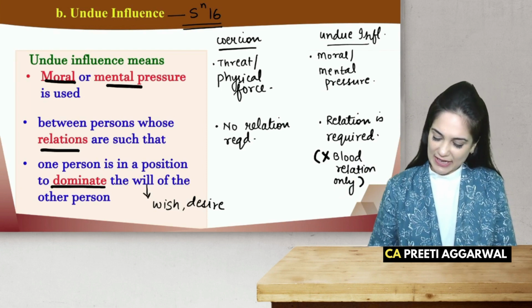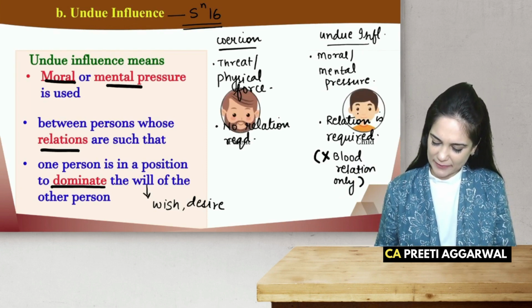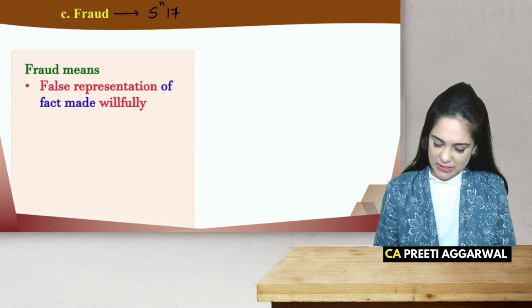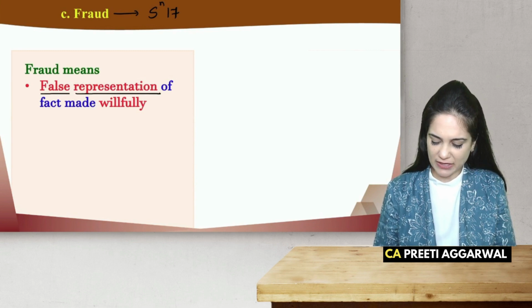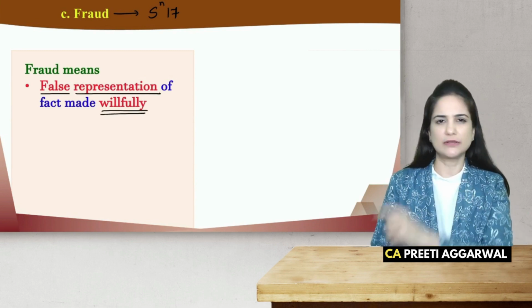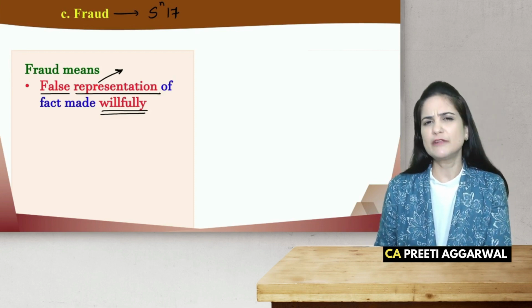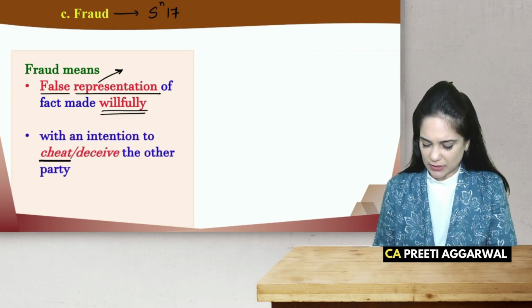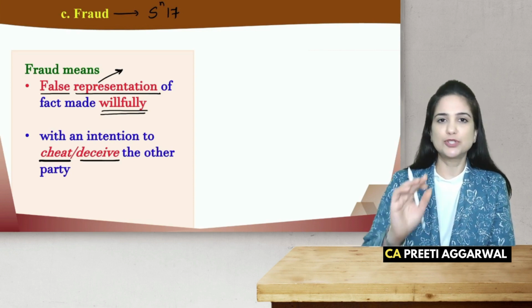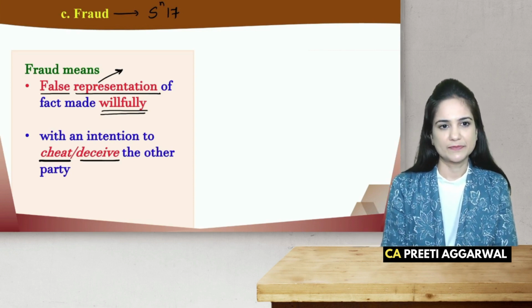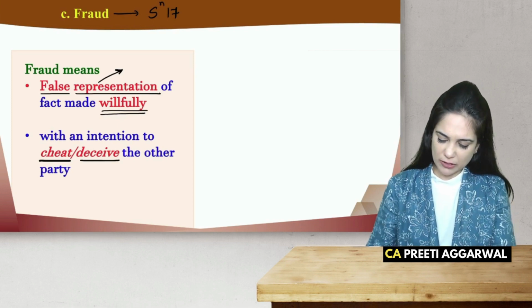Okay, you're ready. Next we have fraud. Okay, I'll change the slide. Next we have fraud. Section number. Can you recall the section number for me? Very good, students. Section 17. If you don't remember, refer the notes that you're just making. In case of fraud, there is false representation of fact made willfully, intentionally. I am giving false facts intentionally, willfully, with the intention to cheat, to deceive the other party. This is fraud.